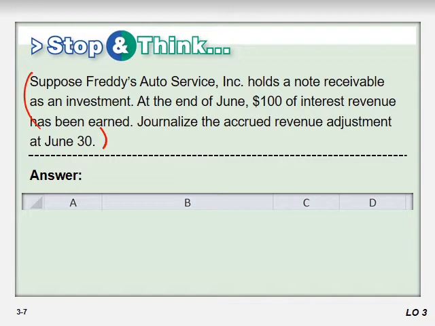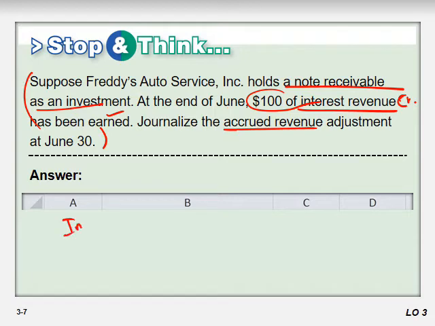Okay, suppose here Friday's Auto Service Incorporation holds a note receivable as an investment. At the end of June, $100 of interest revenue has been earned. It means it has been earned but not yet received. So generalize the accrued revenue adjustment here. So we earn the revenue, so the answer would be revenue increase, credit, but we did not receive it yet, so we create a receivable.